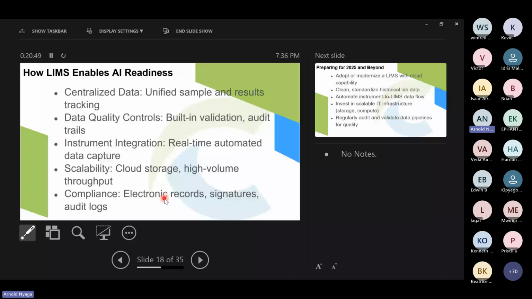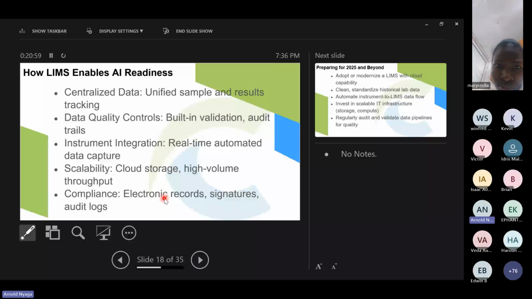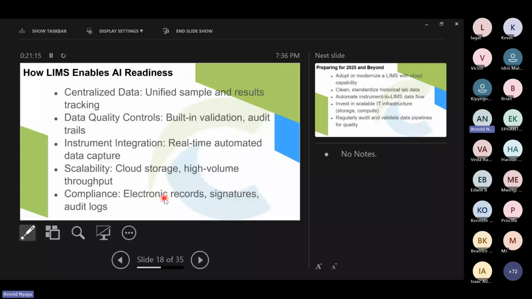Also, built-in validation of data, whereby you can't save something until you've completed filling in all the requirements. Maybe it's mandatory, if you are getting the age, the gender, and other clinical details, for a person who is being monitored for tumor markers. Then integration of equipment, whereby your equipment is able to transmit the information directly to your information management system.